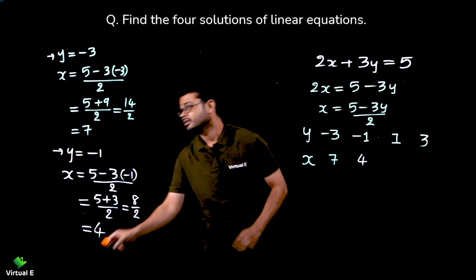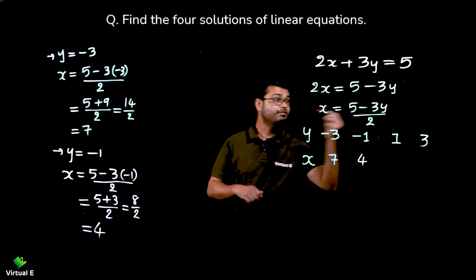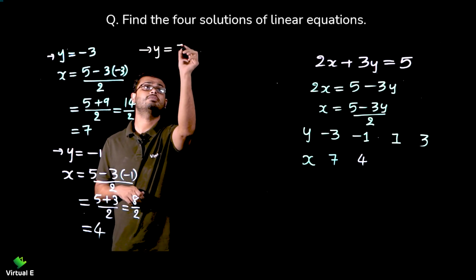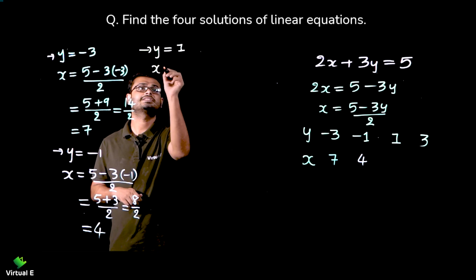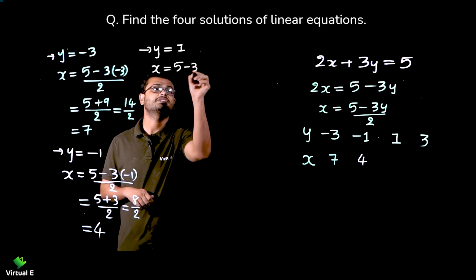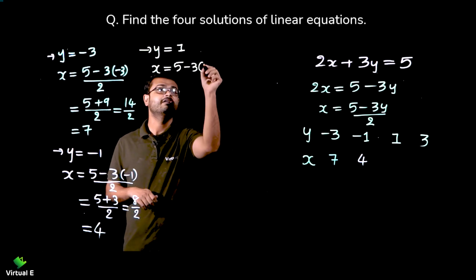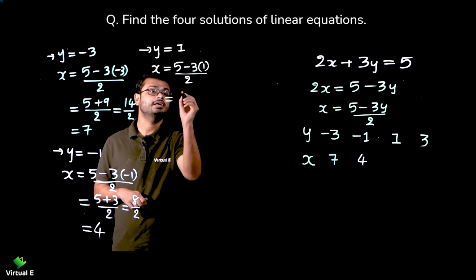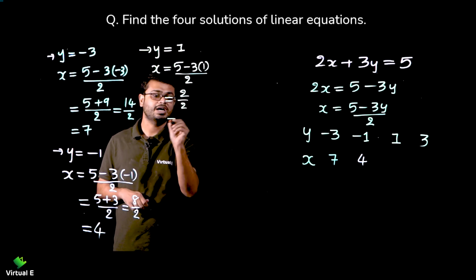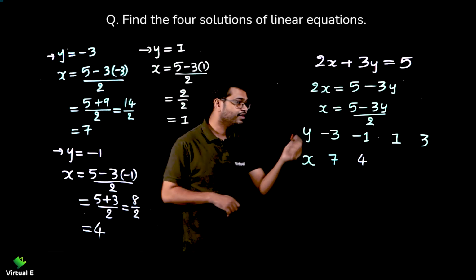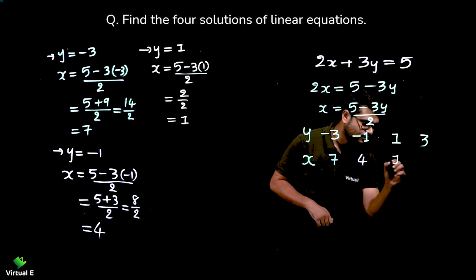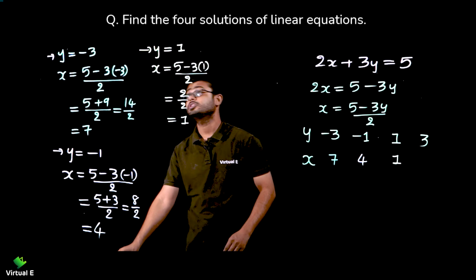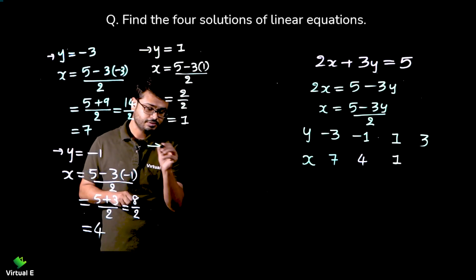Let's move on to the third one. Third, I have taken y is equal to 1. So x is equal to 5 minus 3, instead of y, what will I write? 1 in this case. Divide by 2. So 5 minus 3, that is 2 by 2. So the answer is 1. Okay, so if I take y is equal to 1, I get x is equal to 1 as well. Interesting. Then the last one, which is y is equal to 3.